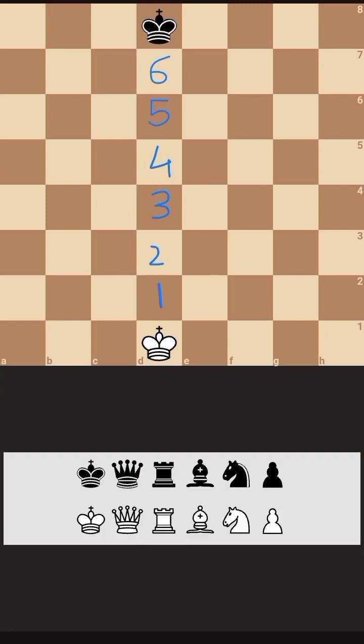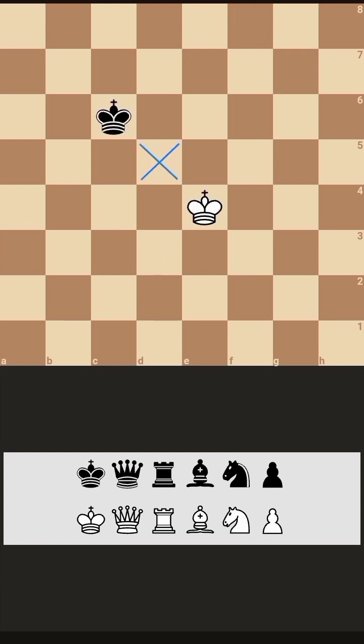Let's understand the distant opposition. If the person to move has an even number of squares between the kings, then he has the distant opposition. Here white is to move and the squares between the white king and the black king are 6. So now white can move to d2, and this is the distant opposition.